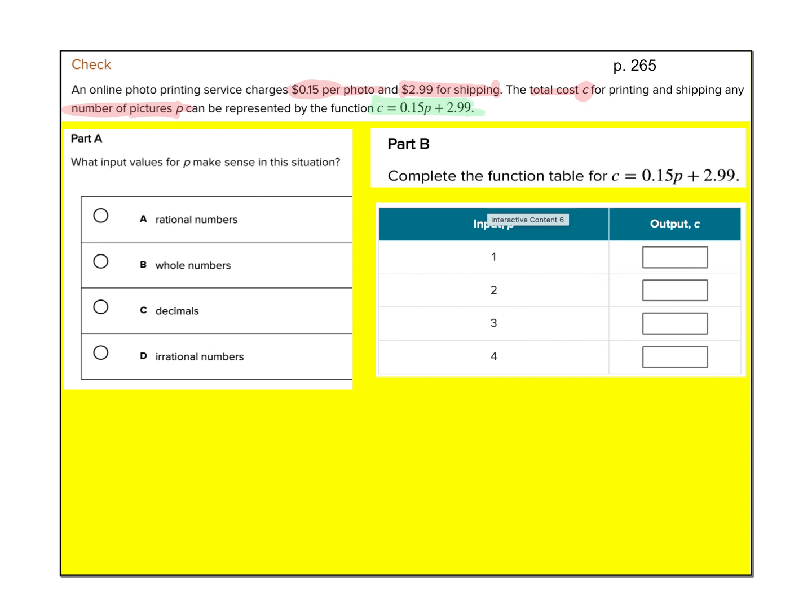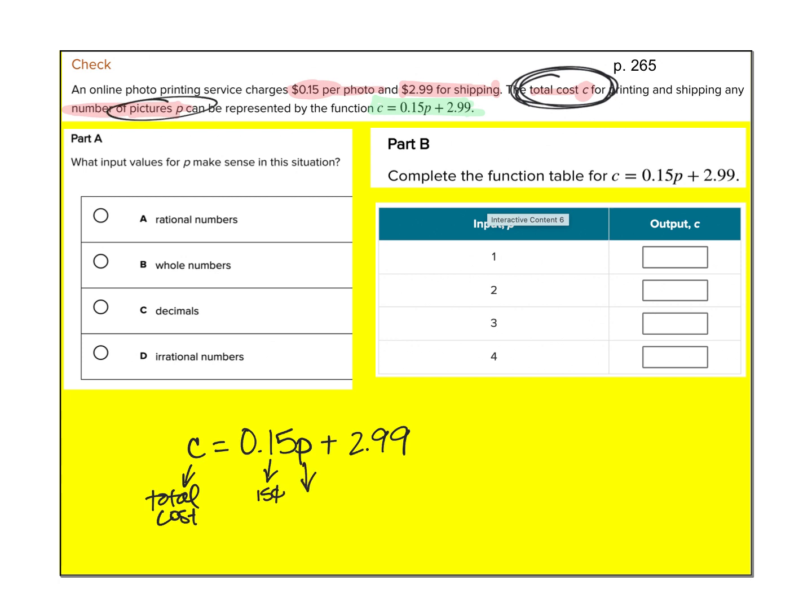All right, first thing, wherever you have a little space here, I want you to write that down. C equals 0.15P plus $2.99. Let's write down what everything means. I'm going to start with C. Well, if you look up here, it says the total cost C. So this is going to give me the total cost. Then I know up here it says it's 15 cents per photo. So this is 15 cents. P, it tells me, is the number of pictures. So number of pictures. And that makes sense. It's 15 cents per picture. Plus that $2.99, that's the shipping fee. Okay, that's where all of those numbers came from.